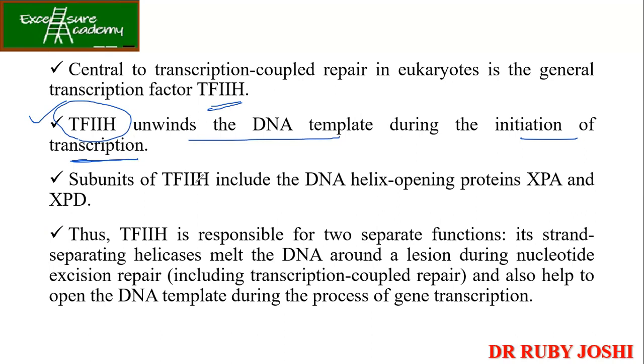Okay. So the subunits of TF2H include DNA helix opening proteins called XPA and XPD. Remember, what was the function of XPA and XPD? They are related to the function of UVRB, which melts the DNA. Yaad aaya? Okay. So along with this, your TF2H is also working. Now it is responsible for two separate functions. First, it has strand separating helicase activity, which melts the DNA around the lesion during NER. Okay, and also it helps in opening the DNA template during the process of gene transcription.